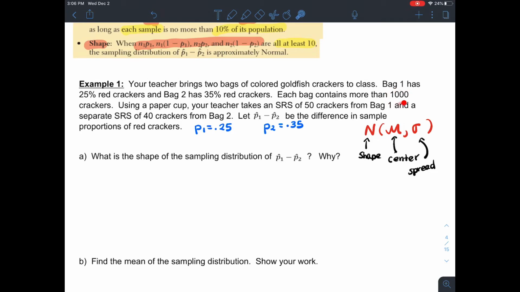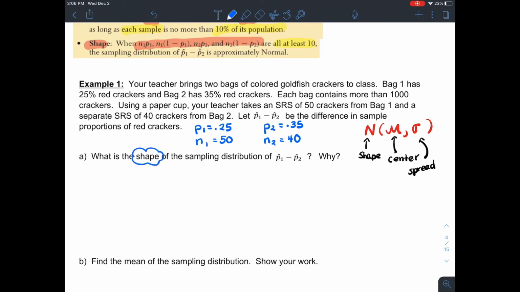So the reason they shared that information is when we do the 10% condition, we know how many crackers are in each bag's population. It says using a paper cup, your teacher takes an SRS of 50 crackers from bag 1 and a separate SRS of 40 crackers from bag 2. So I always like to write down the information that you're given. Our sample size for population 1 is 50. The sample size being taken from population 2 is 40.